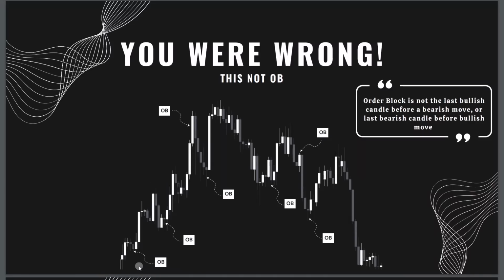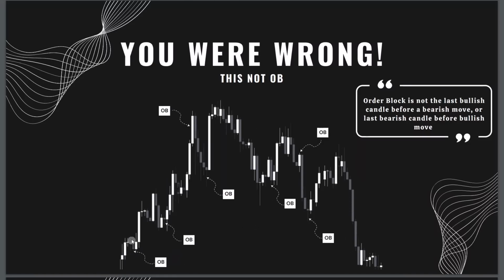If we come and take a look at this example, we're not gonna go blindly and pick any bullish candle before a bearish move or the opposite. Like here, we have this bearish candle, and then we have a bullish move. So that's the last bearish candle before a bullish move, but that's not an order block. An order block should have criteria. Why? Because every order block has to have a few things, and we're gonna cover those on the next slide.